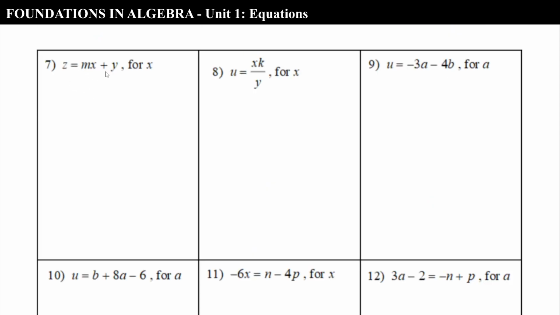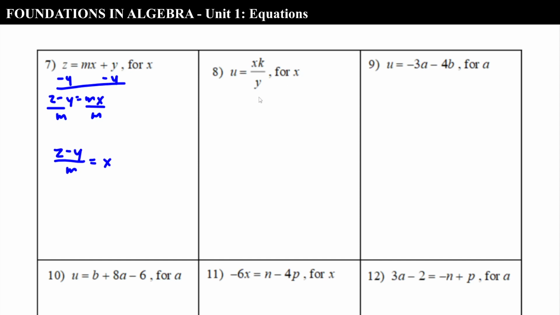All right, for number 7, we're going to solve for x, so let's get rid of y first. So we got z minus y equals mx, and then we're going to divide by m. So z minus y over m equals x.